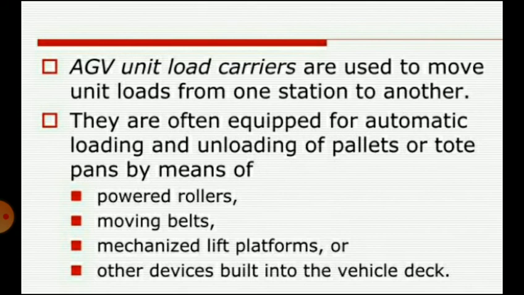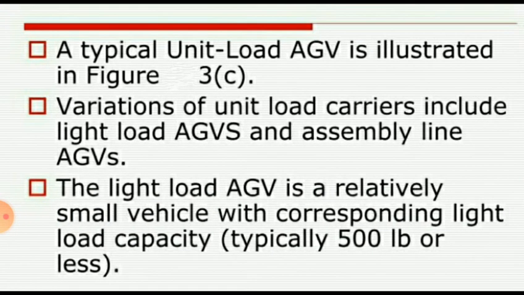Then next is AGV load unit carriers. That is the third type of automated guided vehicle systems. So AGV unit load carriers are used to move unit loads from one station to another. They are often equipped for automatic loading and unloading of pallets by means of powered rollers, moving belts, mechanized lift platforms, or other devices built into vehicle deck. A typical unit load AGV is shown in a diagram that is in the next slide.